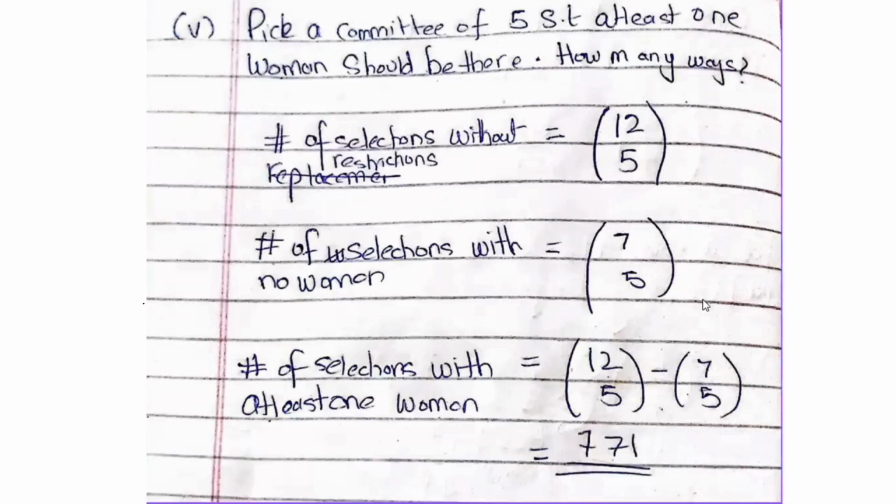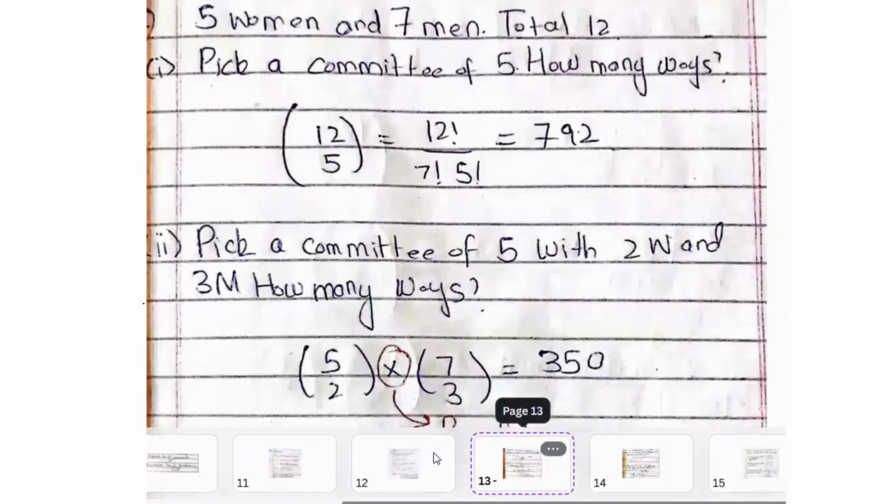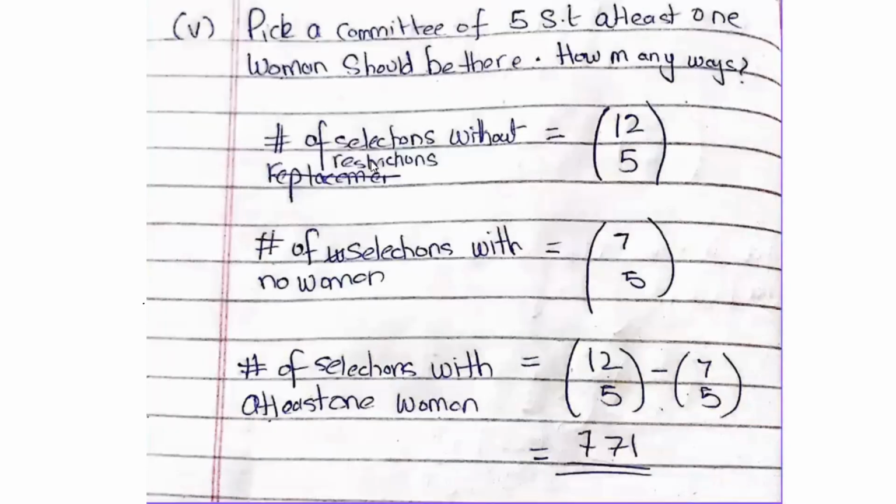So now let's say we want to pick a committee of 5 such that at least one woman should be there. We have 5 women and 7 men. The way we'll do it, we'll first see the number of selections without any restrictions. If you don't impose any restrictions, then the number of ways you can select a committee of 5 is 12 choose 5.